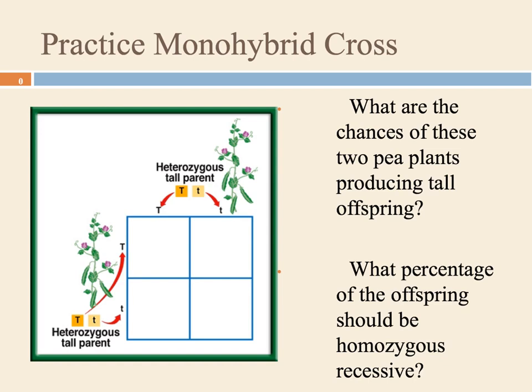So this type of cross is what we refer to as a monohybrid cross. Monohybrid because we're only looking at 1 trait. So here is another example. We decided to cross a tall plant that is heterozygous. Remember, heterozygous means 2 opposite alleles or 2 different alleles. And then we cross another heterozygous tall plant.